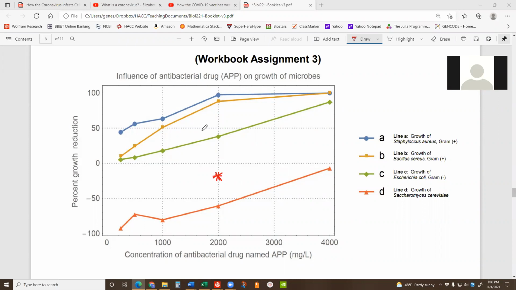No. Okay, beautifully stated. So let me ask this, Elena. Do we get more stimulation of the yeast growth on the left side of the graph or the right side of the graph? On the right side. Wait, no, wait a minute.